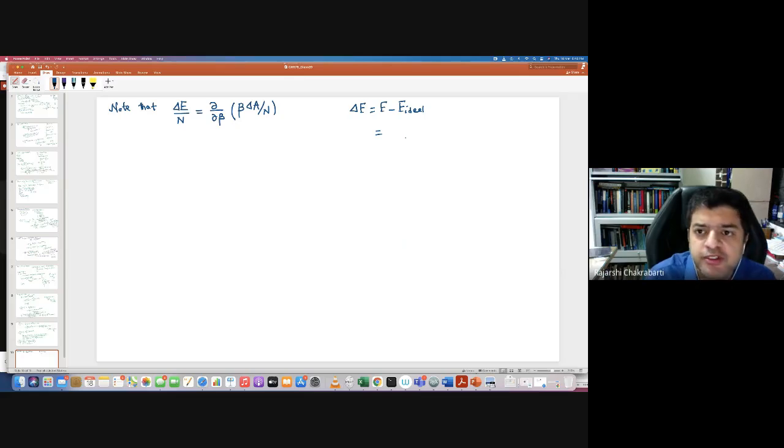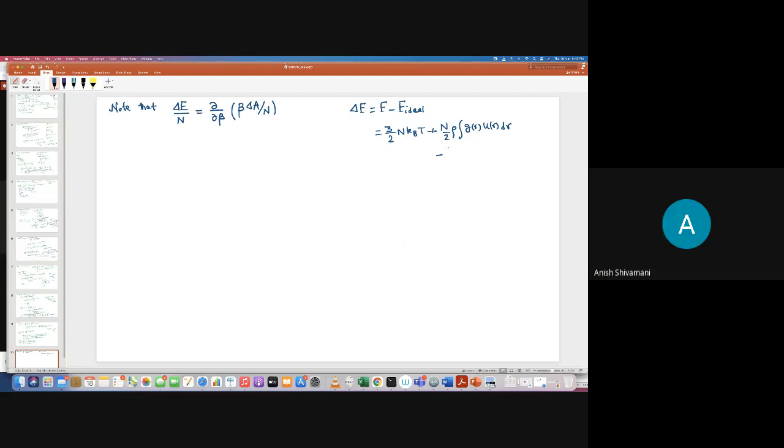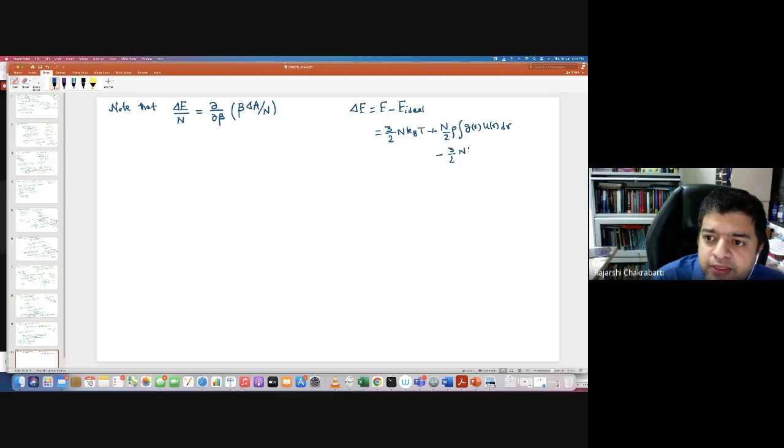Okay, there's no entropy change. So in that case, this is 3/2 n kBT plus whatever I just did, n/2 ∫ρ g(r) u(r) dr. What is E ideal? Tell me, Kailash. What is E ideal for an ideal gas? It has to be 3/2 n kBT. So this one is going to be n/2 ρ ∫g(r) u(r) dr.